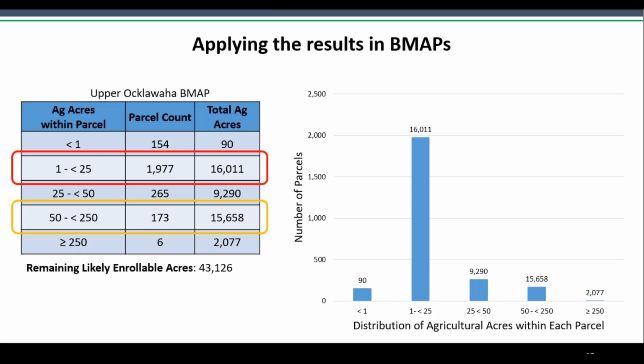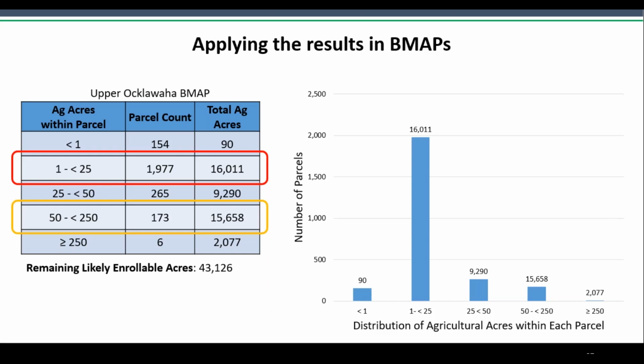And then on the right is a bar graph that you can find in the ag appendix of some of the more updated BMAPs on the DEP website that shows the table on the left in a graphic format. So on the x-axis, we have the distribution of ag acres within each parcel, and then the total ag acres is at the top of each bar. And then on the y-axis, we have the number of parcels.